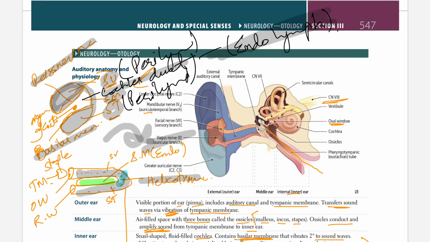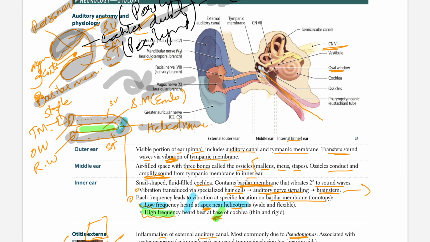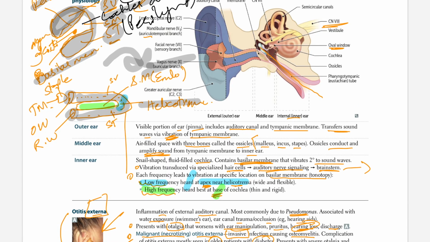Okay. We have the oval window, where the ossicles from the tympanic cavity hit, and then we have the round window, which is the end on the other side. Okay. Outer ear is all about sending the waves, vibration to the tympanic membrane. Middle ear will amplify sound conducted through the ossicles to the inner ear.